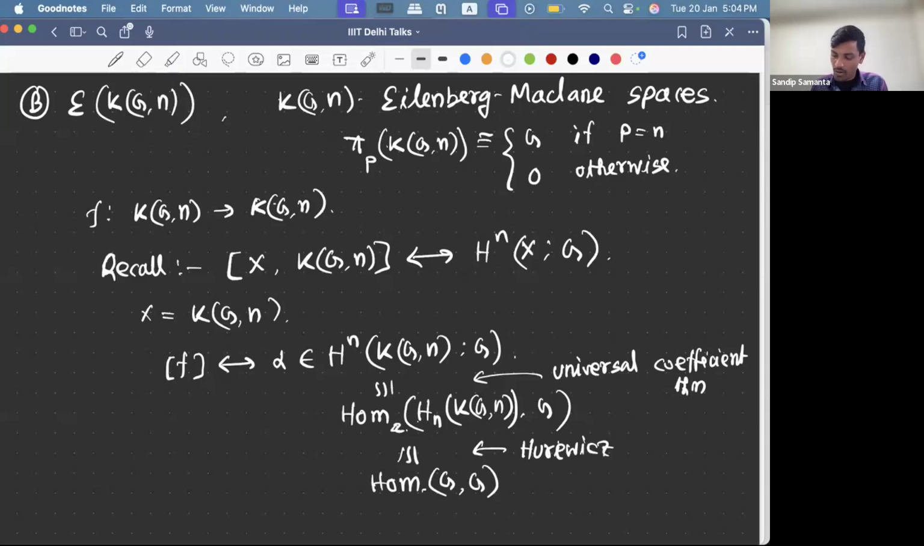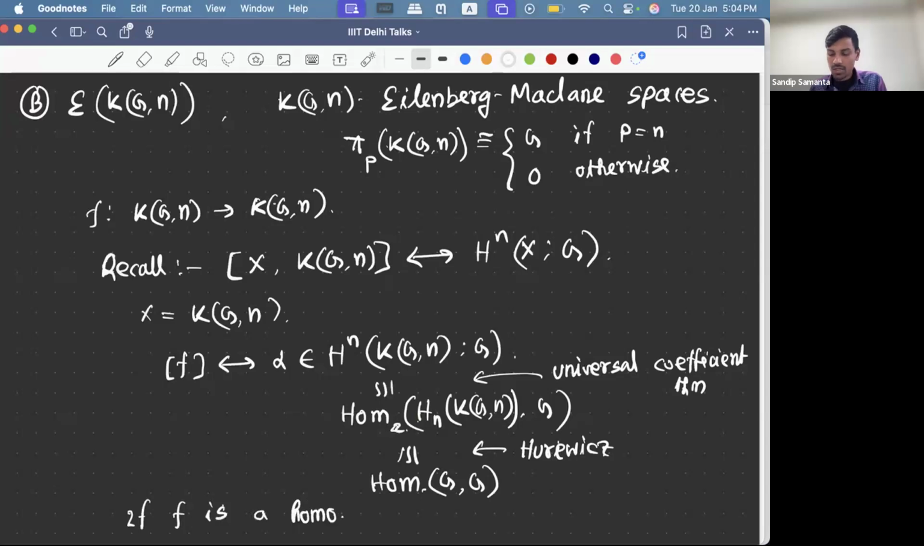So ultimately, we didn't start with any homotopy equivalence. If we just assume a map from K(G,n) to K(G,n), then its corresponding homotopy class corresponds to an element of the homomorphisms from G to G. Right now, if we impose the condition that f is a homotopy equivalence, then what happens if f is a homotopy equivalence?